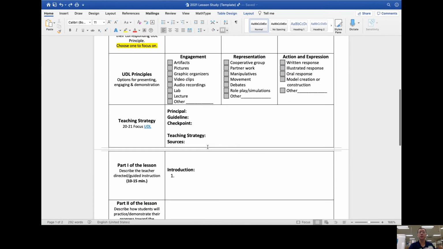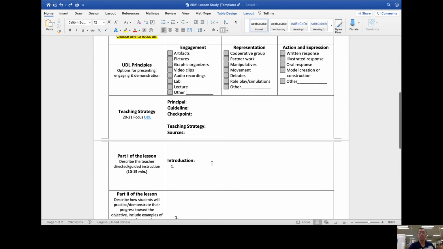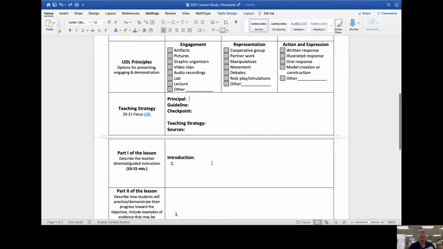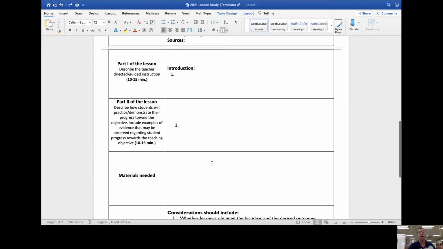All right, so what you're going to do is once you've found your strategy that you like, make sure you record the checkpoint. That's the subcategory. The guideline is the category. The principle is one of the big 3. Make sure you record those there just to make sure that you're thinking about how these fit in. And then you're going to come down here and plan your lesson.